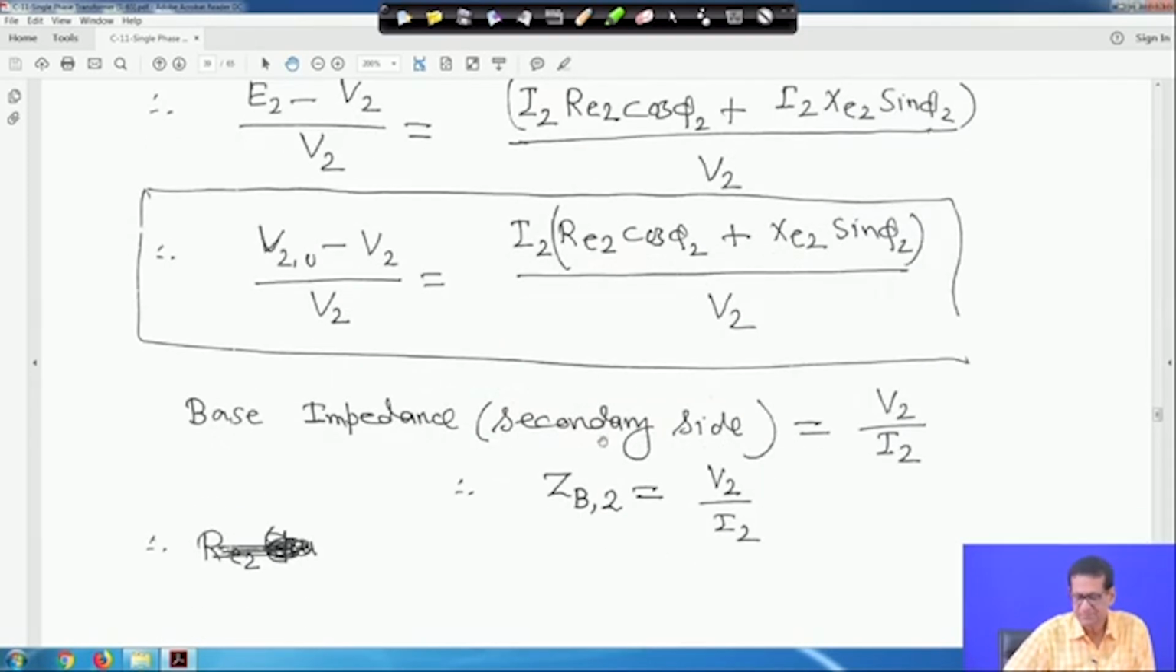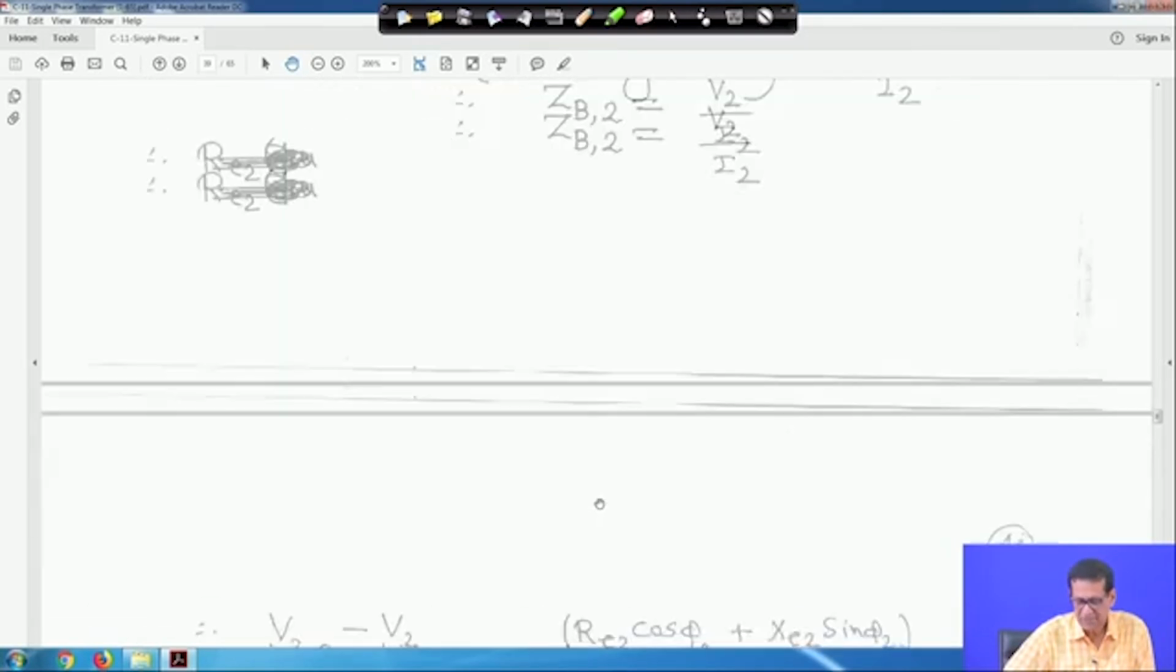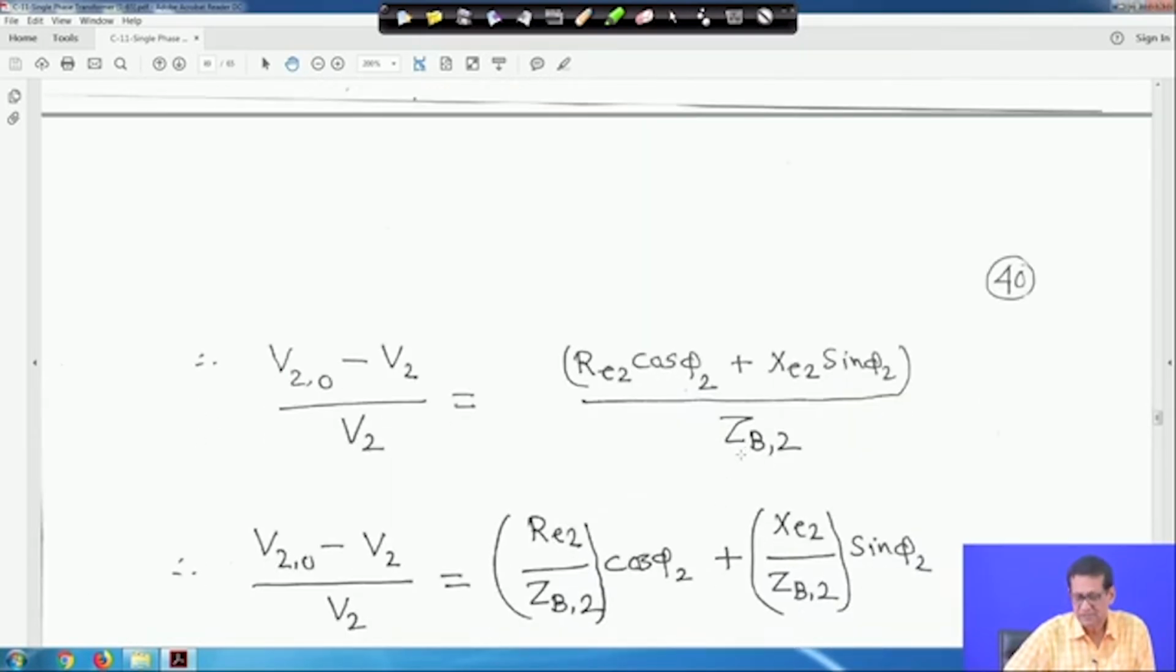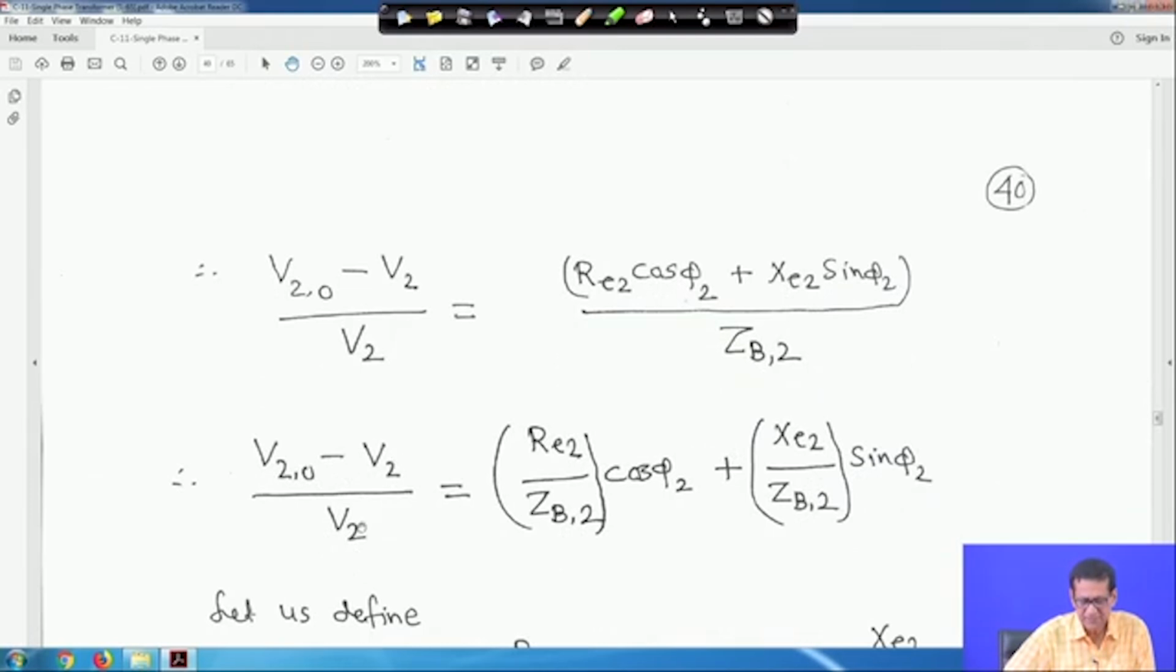Base impedance, as we have just seen on the secondary side, is V2 upon I2. ZB stands for base impedance and 2 stands for the secondary side. So, ZB2 is equal to V2 upon I2. Therefore, dividing Re2 cos phi 2 plus Xe2 sin phi 2 by V2 upon I2, which is ZB2, we can write (E2 minus V2) upon V2 equals Re2 upon ZB2 cos phi 2 plus Xe2 upon ZB2 sin phi 2.